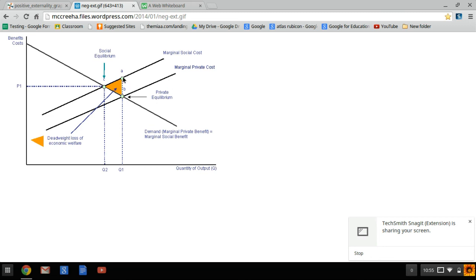And the one more thing I'd like to mention is this triangle, the shaded triangle, is actually the deadweight loss. The deadweight, and you see it marked down below, deadweight loss of economic welfare. And that's what will happen once the government internalizes this cost back to the firm.